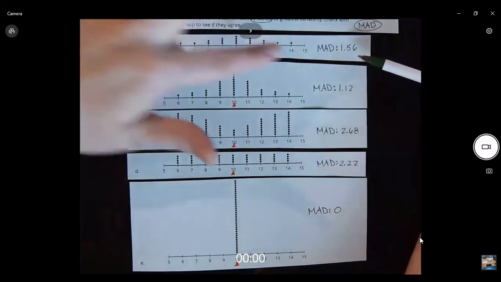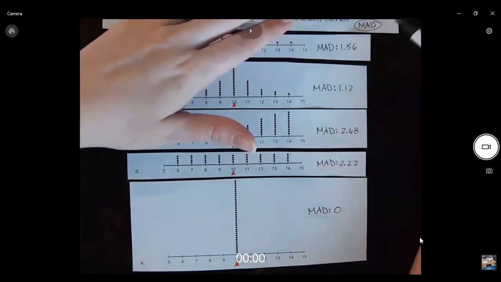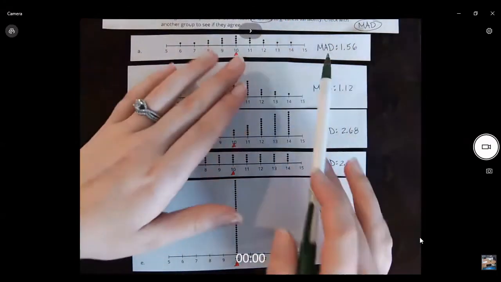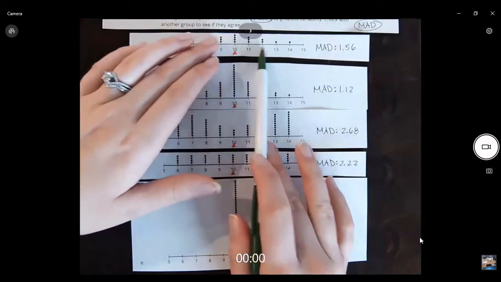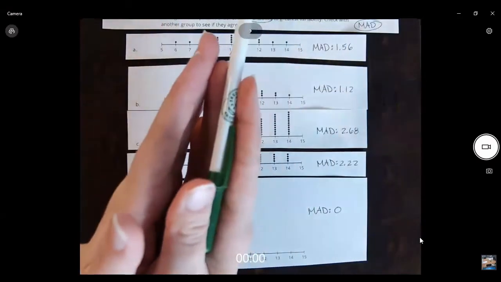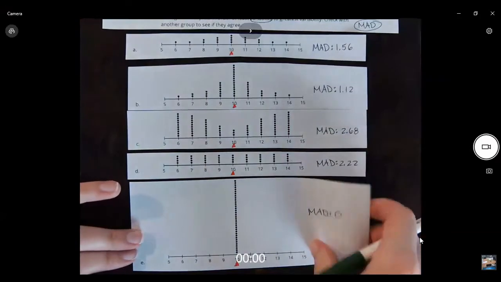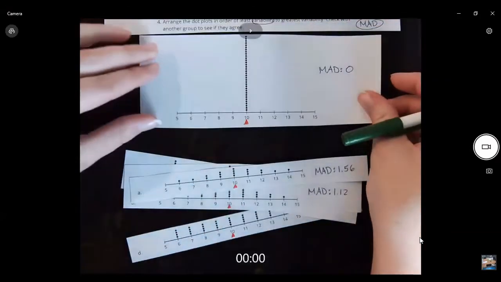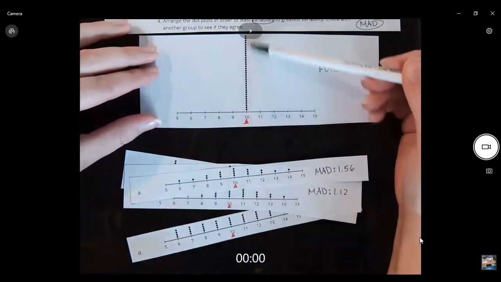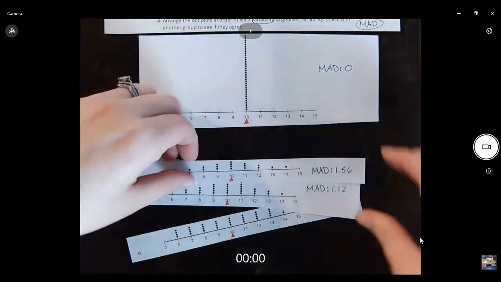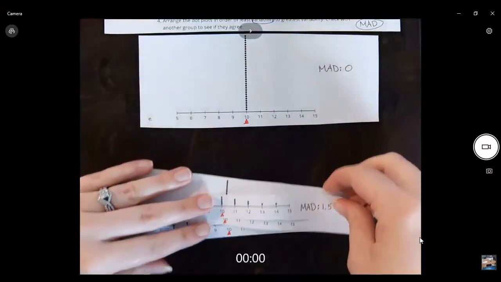So the least would be the one that is the least spread out. So the least spread out is going to be the smallest number, because remember, mean absolute deviation tells me on average how far away my points are from the middle. So the smaller this number is, the closer they are to the middle. So if you notice, this one has a mean absolute deviation of 0 because all the points actually are exactly in the middle with the mean. So that one's 0. So I'm going to arrange the rest of these in order from smallest to largest.